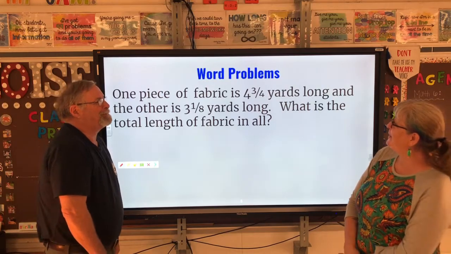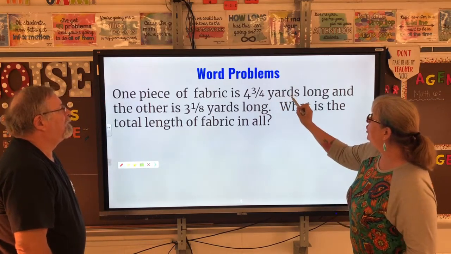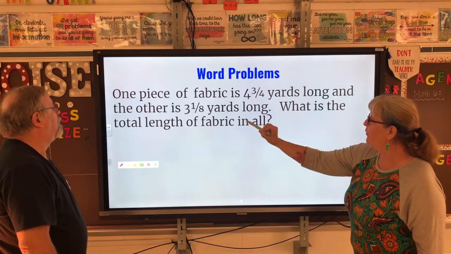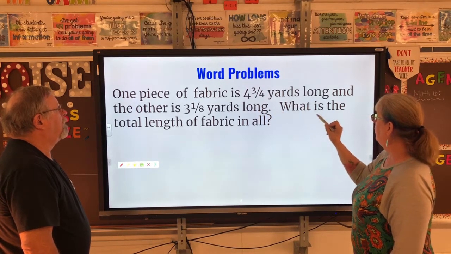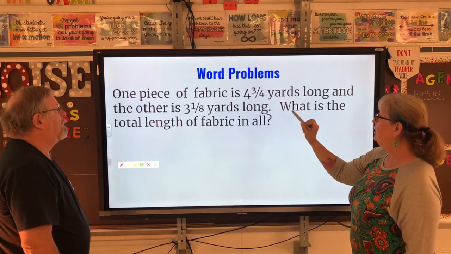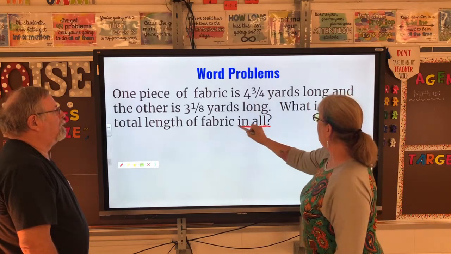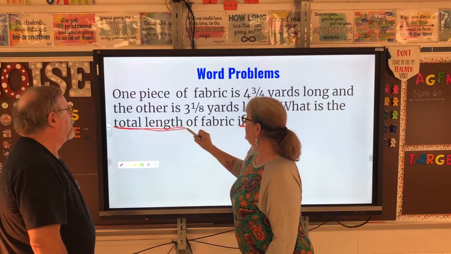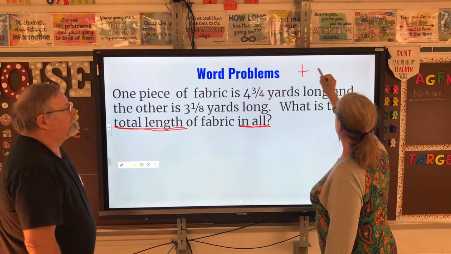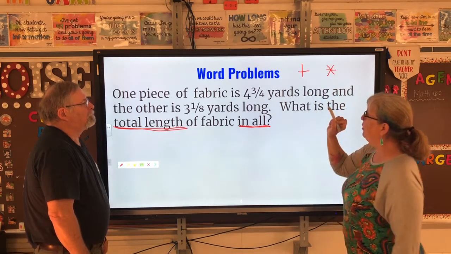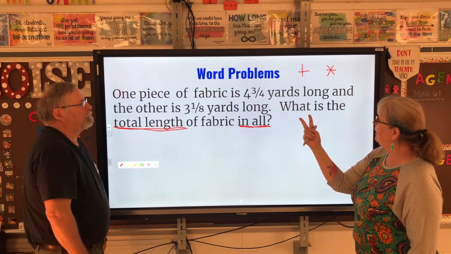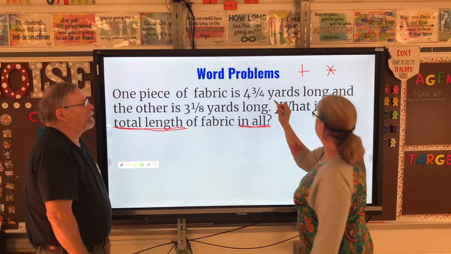One piece of fabric is 4 3/4 yards long, and the other is 3 1/8 yards long. What is the total length of the fabric in all? Well, that in all and total length, let me know I'm either doing adding or multiplying. So, do I have two things to put together to get a total? It looks like I do.